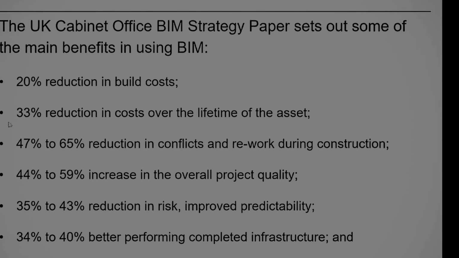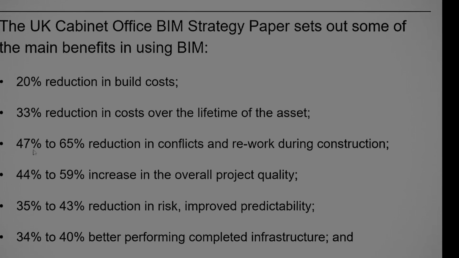What is the second point? Can anybody tell me what is the second point? 33% reduction in cost over the lifetime of asset. Anybody? We can do regular maintenance of the asset, so the cost is automatically reduced. Okay, yeah, this is majorly about the operational cost of the building. If you implement BIM properly, take 7D BIM and all of that, you can reduce the operational cost by 33%.